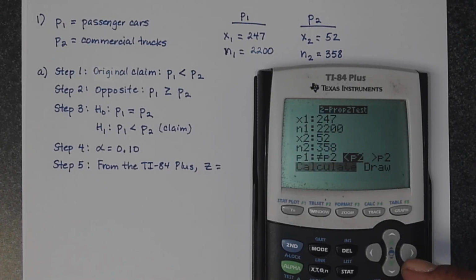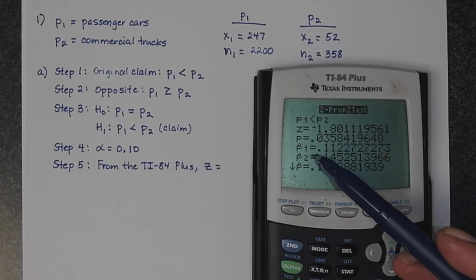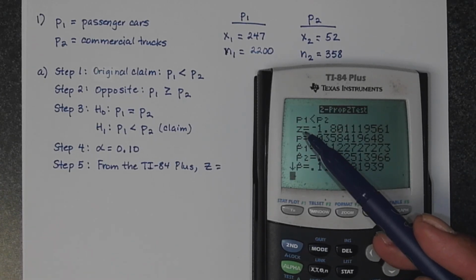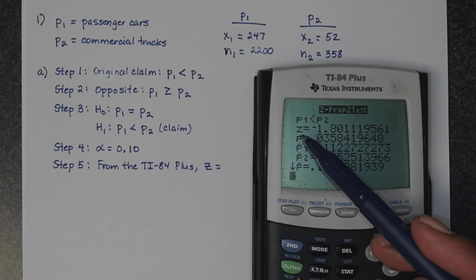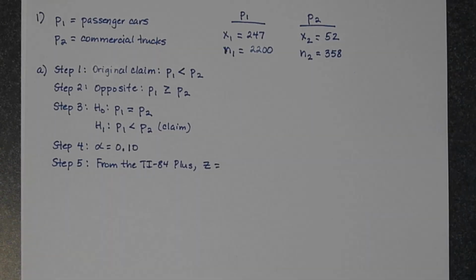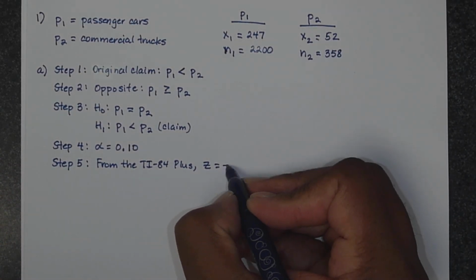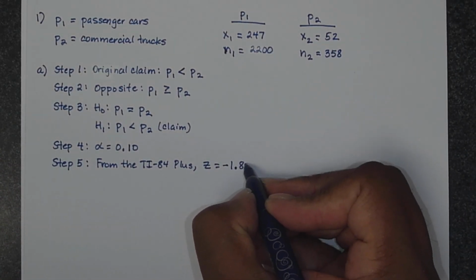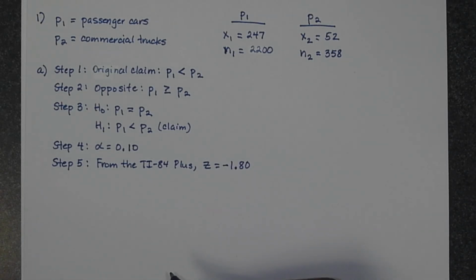And then use your down arrow key to go to calculate. Press enter. Here you'll get your z-test statistic. And if I was to round this off to 2 decimal places, this will be negative 1.80. That would be your test statistic.